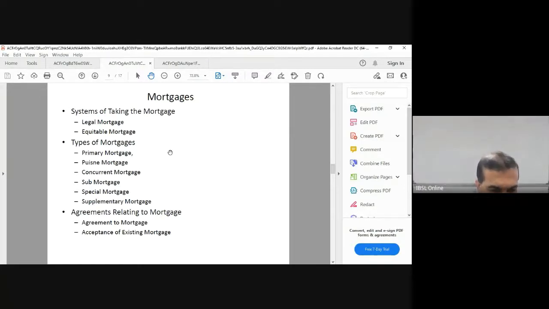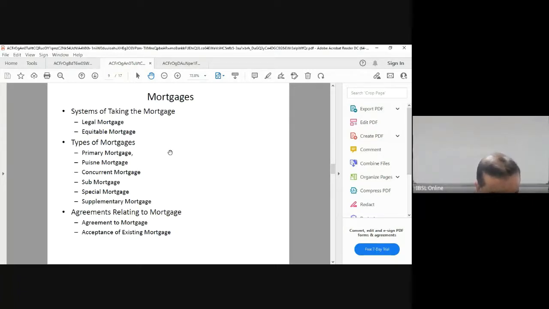There are types of mortgages which I am not going to explain each and every one, which is very lengthy. Primary mortgage, the secondary, third, fourth, and so on, of course, you call them push-in mortgages. Concurrent mortgages happen along with syndication loans. And sub-mortgages we don't practice.